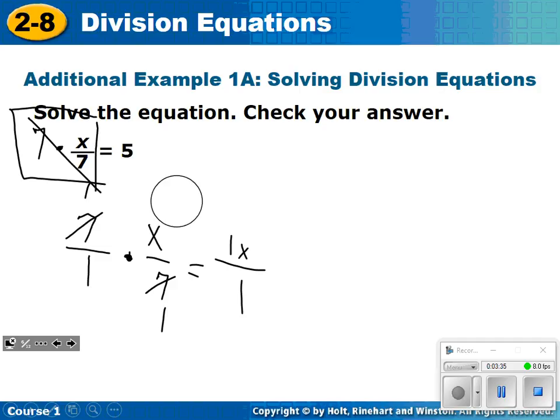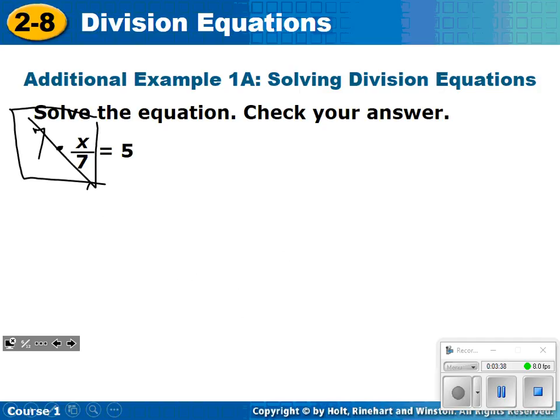Now, obviously, that's not something that you have to do for your homework. I don't need you to demonstrate that. I just wanted you to understand that that's why that works. So, we multiply this side by 7. That goes away. We're left with x.